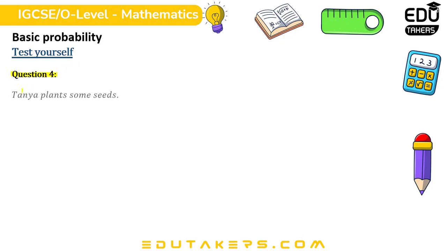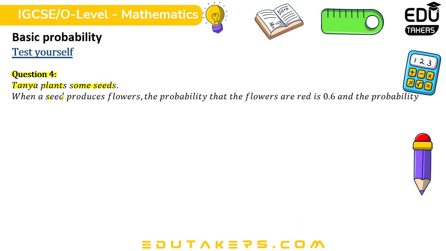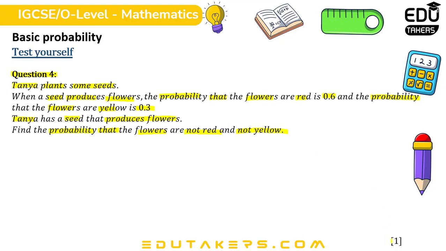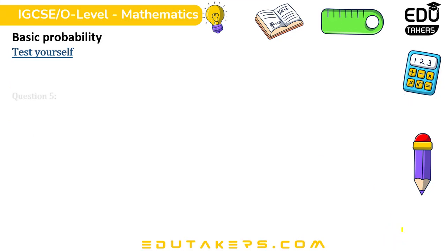Question number 4. Tanya plants some seeds. When a seed produces flowers, the probability that the flowers are red is 0.6 and the probability that the flowers are yellow is 0.3. Tanya has a seed that produces flowers. Find the probability that the flowers are not red and not yellow. It's a 1-mark question.